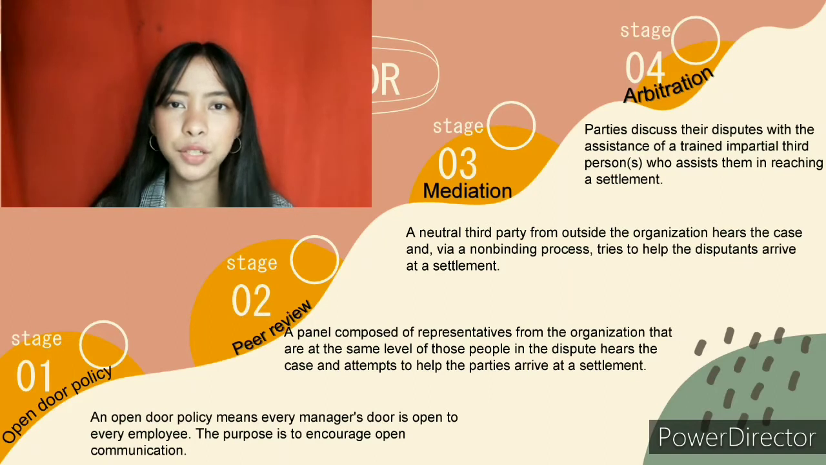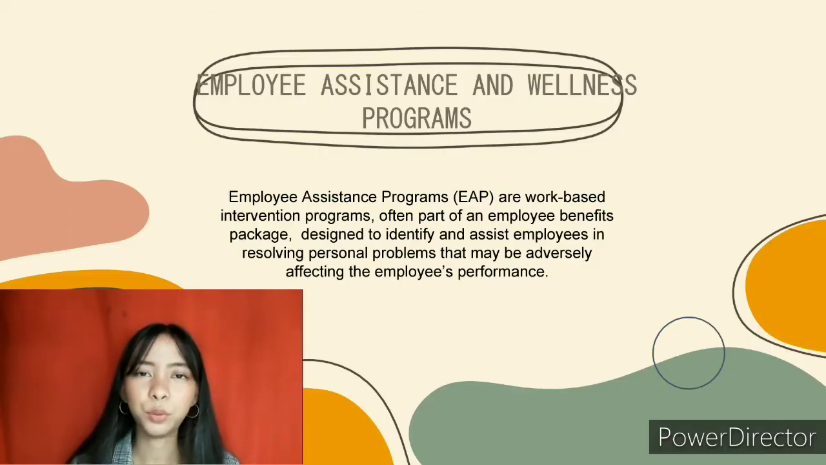Instead, they agree to resolve the dispute by hiring an arbitrator to hear both sides. Arbitration is the most formal alternative to litigation or a lawsuit. Next is Employee Assistance Programs, or EAP.